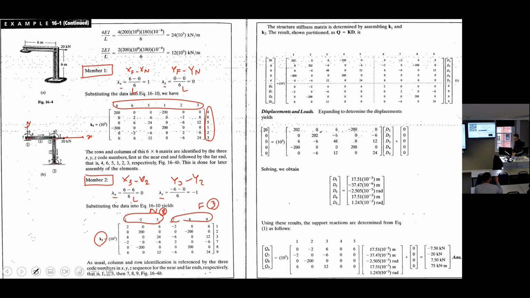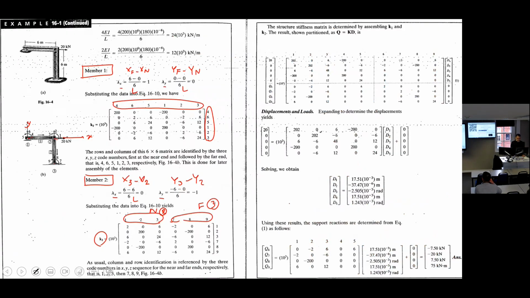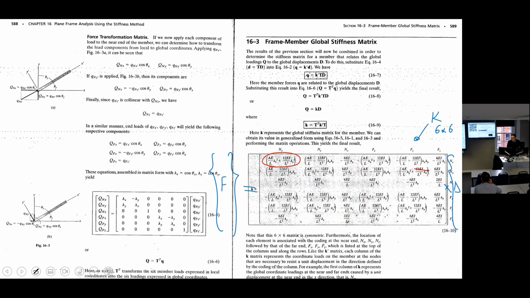Next step. Question: in the first matrix, there's 200 on one. Where did that 200 come from? Okay, good question. We are filling here. It should come from this term: AE over L, lambda x squared plus 12 EI over L cubed, lambda y squared. Lambda y is 0, so the second term is 0. Only the first term, AE over L, lambda x to the power of 2.